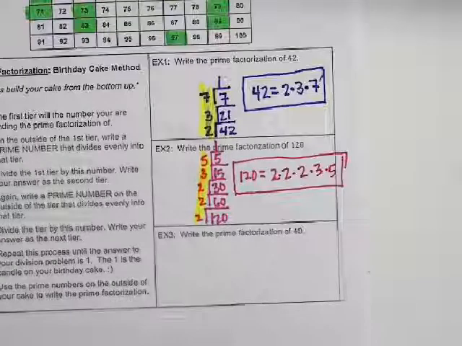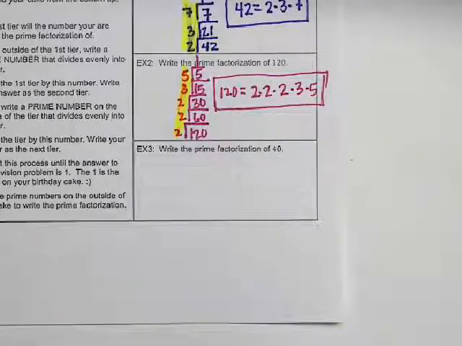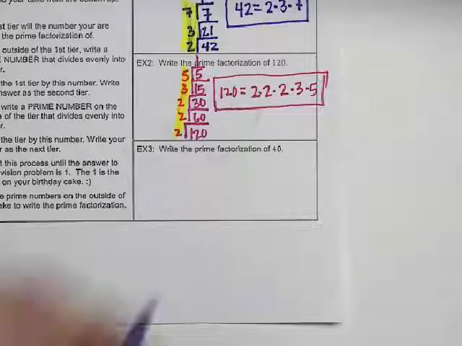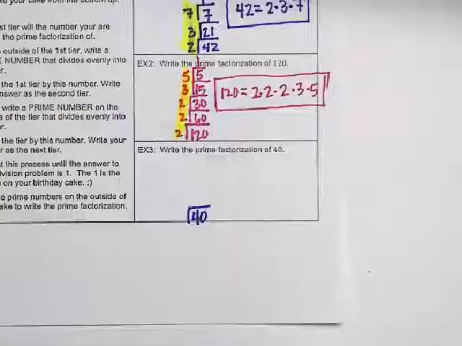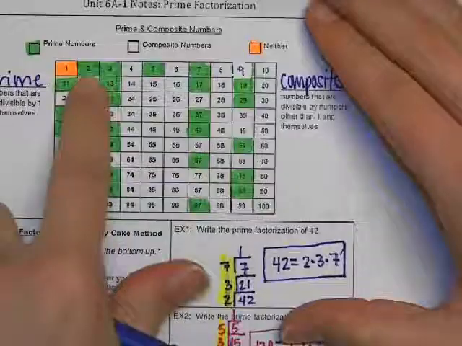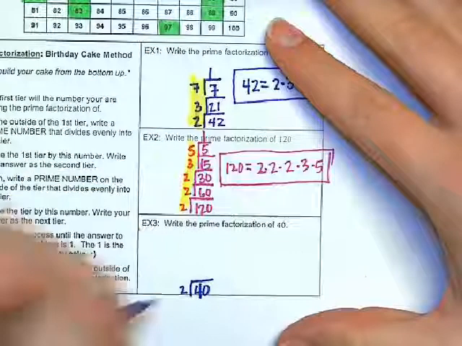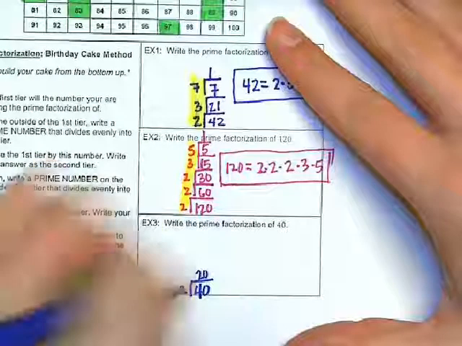Okay. One more. Prime factorization of 40. All right, so where do we start? At the bottom. So I'm going to write 40 on the bottom. All right, start from the first prime number. So, can 40 be divided by 2? Yes. So I'm going to put 2 on the outside and the answer on top. What is 40 divided by 2? 20. So that goes on top.